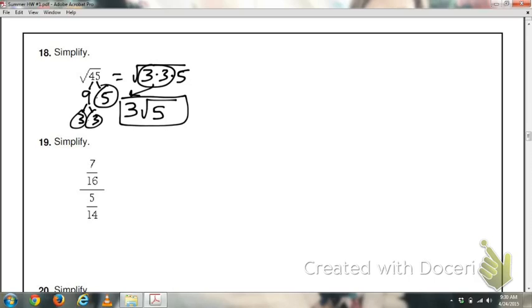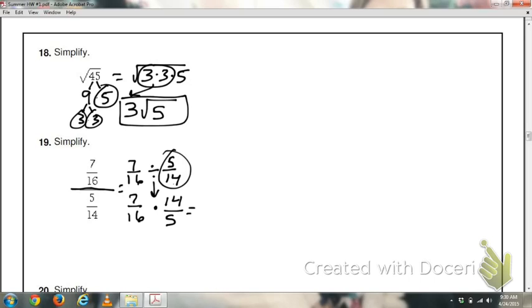Now looking at 19, we have to do this without a calculator. We're dividing 7/16 by the fraction 5 over 14. Now remember, let's see if we can rewrite this problem slightly. I'm taking 7 over 16 and I'm really dividing it by 5 over 14. Now division is the same as multiplying by the reciprocal of the number. So 7 over 16 stays, but I'm going to multiply by the reciprocal of that, which is 14 over 5.